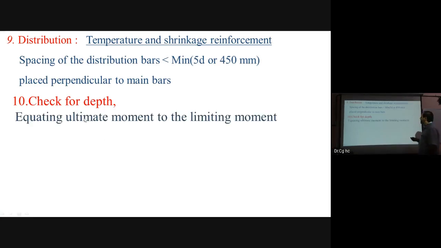Equating the ultimate moment to the limiting moment. Equating the ultimate moment to the limiting moment.